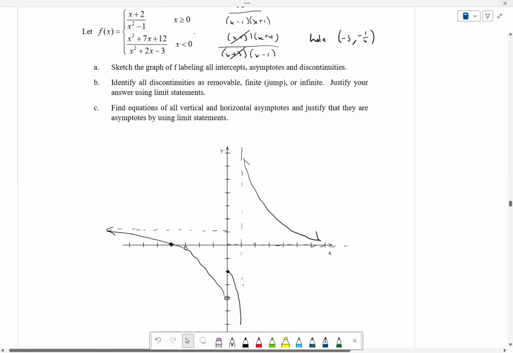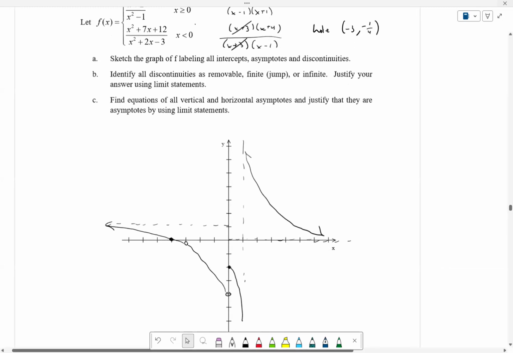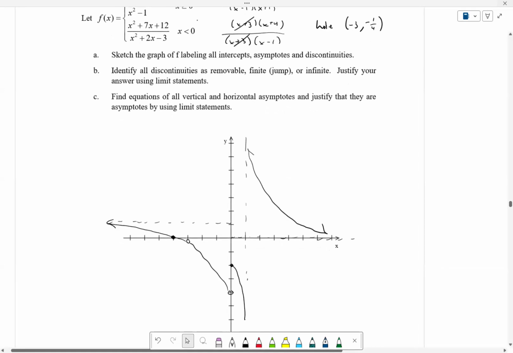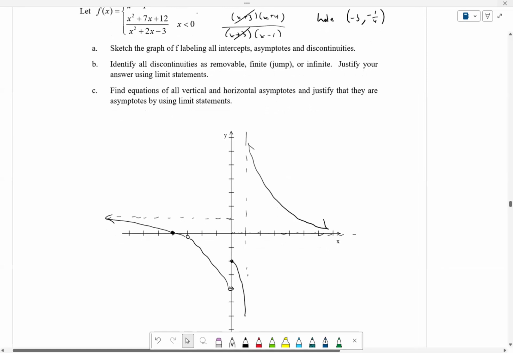And Zaki too. Identify all discontinuities as removable, finite, in other words jump, or infinite. Justify your answers using limit statements. Find the equations of all vertical and horizontal asymptotes. Okay, I'll give you a moment to discuss this.